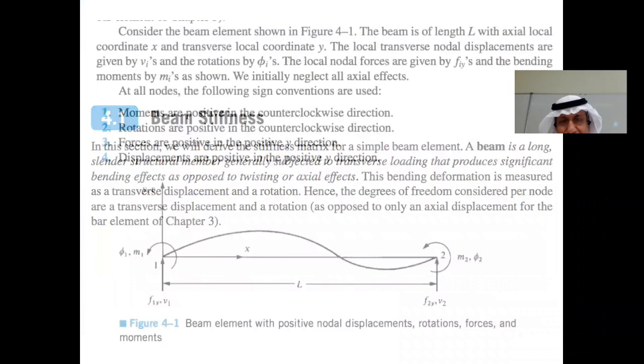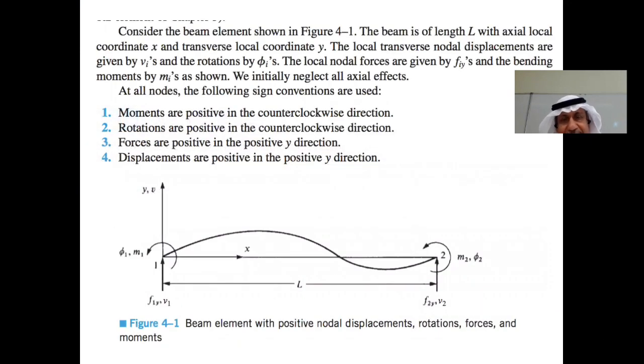Do you remember this? This is the sign convention, right? Basically, the forces and the displacement should be upward. If this is X and this is Y, so force and deflection. We have two nodes, and 2 degrees of freedom per node. So the total degrees of freedom is 4, right? And we said that the matrix will be 4 by 4. This is what we want to derive.